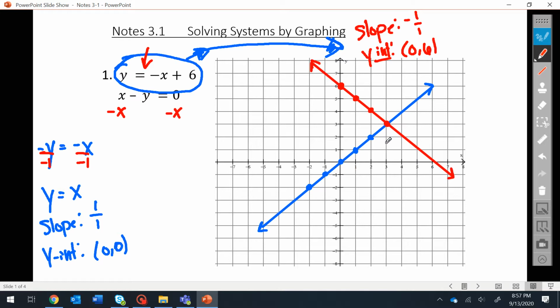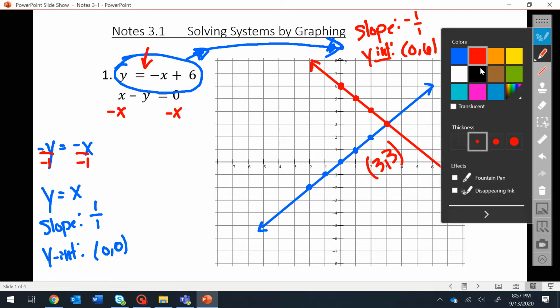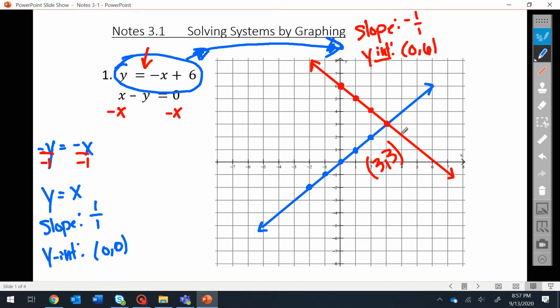Alright, so we have a point of intersection here. The point of intersection is 3, 3, and that is our solution to the system. 3, 3 will give you a true statement when you plug it into the first equation and the second equation. It's a solution to both of them, which means it's the only solution to the system. It's the only solution that goes with both equations. So 3, 3 would be our solution for this first example.